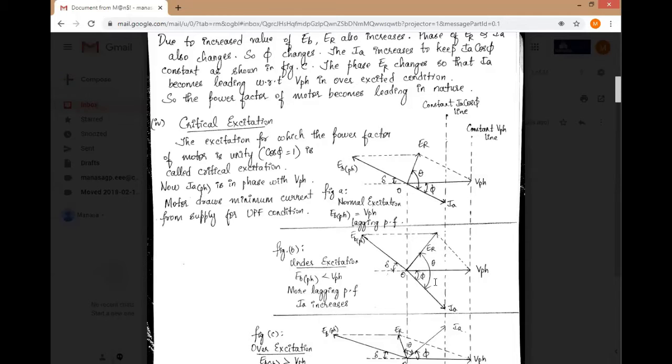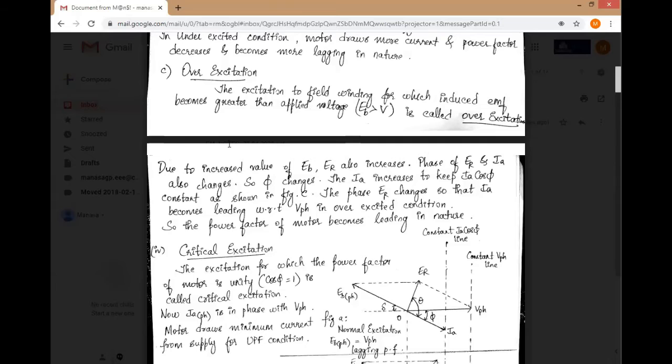And you can observe the change in this impedance angle theta as well. So under excitation condition, this back EMF is much lesser than supply voltage. The current drawn by the armature or the stator increases and the power factor is lagging. Under normal condition, the back EMF is equal to the supply voltage and still we have lagging power factor. But when we go for under excitation, it is much more lagging in nature.